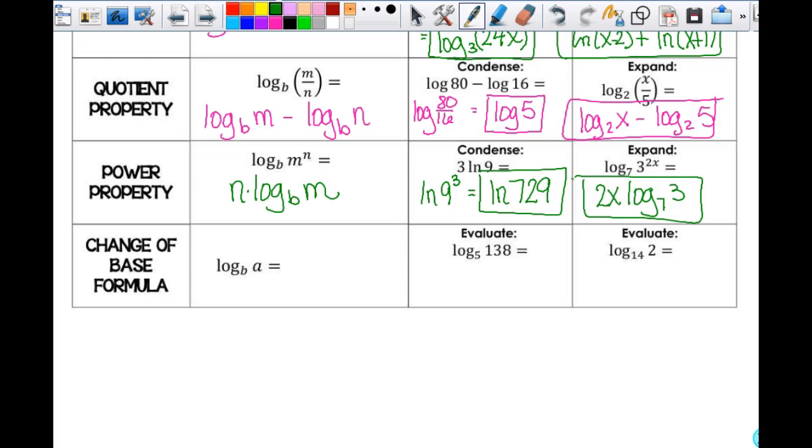All right, so change of base. It was also on your notes. We're just writing all this stuff here together. So if I have log base b of a, this is going to be log of a over log of b. So there's two more to evaluate like we did on the notes. So go ahead and get those written out and evaluate them.